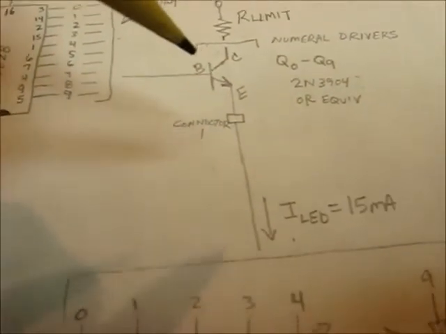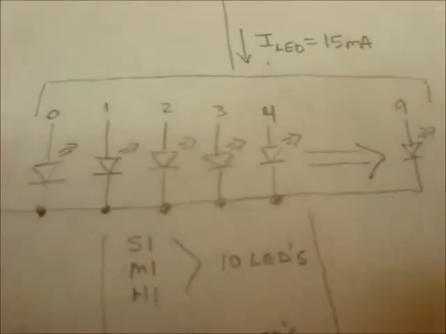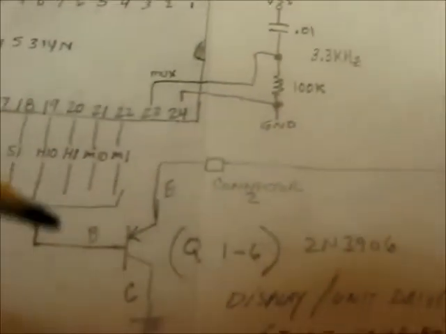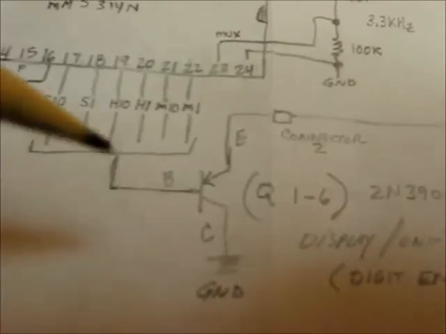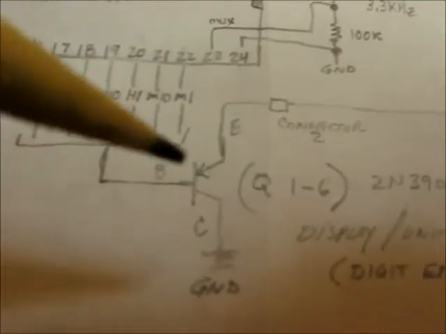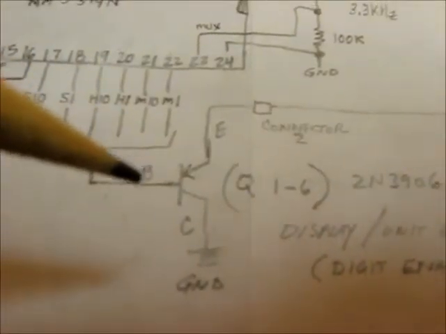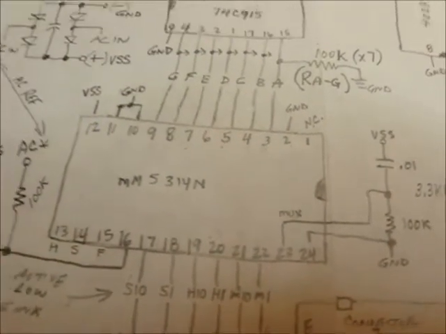We got 10 transistors, 10 LEDs, and that comes back around the loop, then goes to another transistor to ground. Okay, these are the digit drivers. This is going to be a 6-digit clock. We're going to have 6 digit driver transistors to control this end of the circuit. Back, and the loop's completed. Alright, so that's the idea.